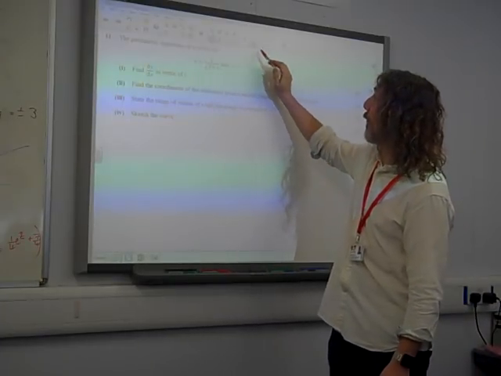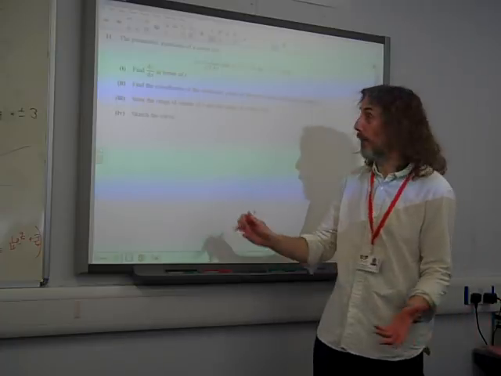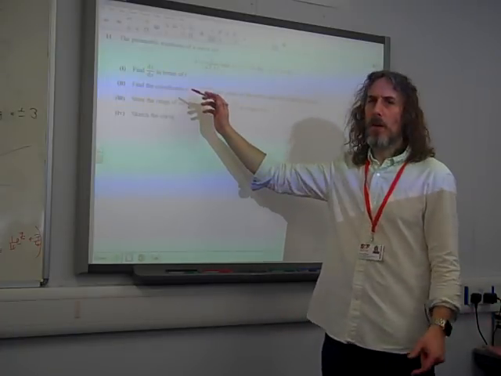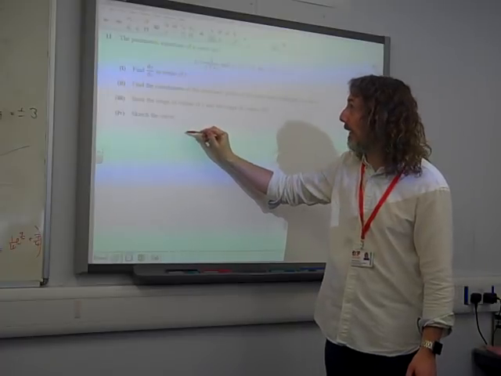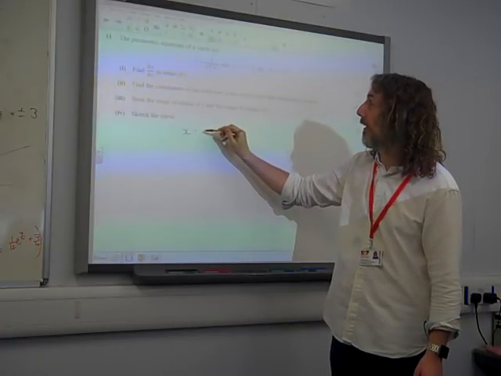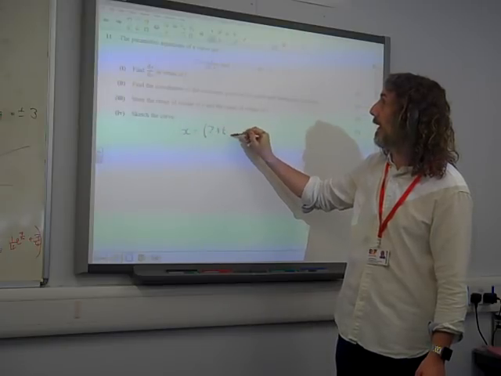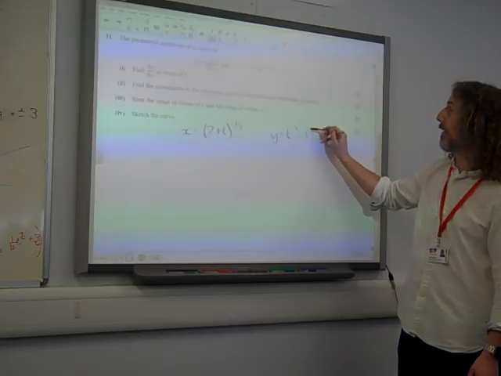Question 11, the last one, nearly at the end. Find dy by dx in terms of t. We did all right with this first part. Those who tried it, we know that in parametric equations, to get dy by dx, we need dx by dt and dy by dt. So x is 2 plus t to the minus a half. Y is t cubed minus 3t.